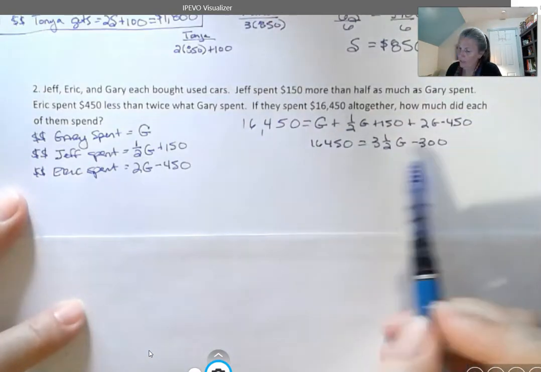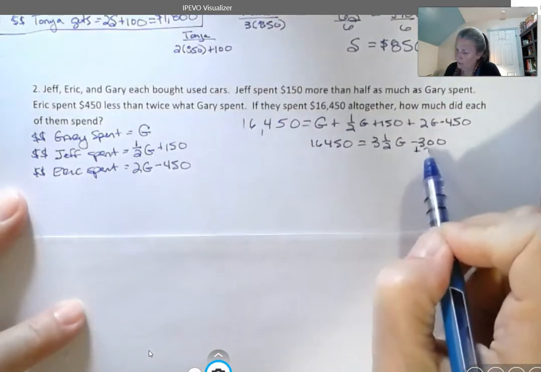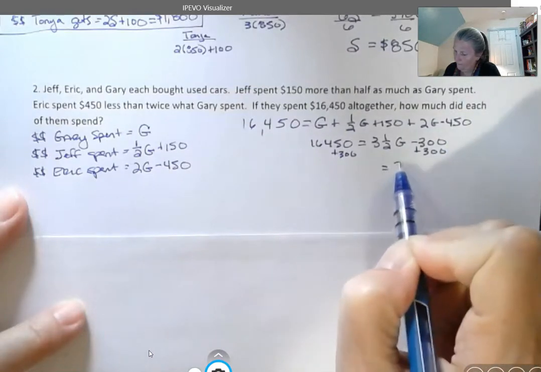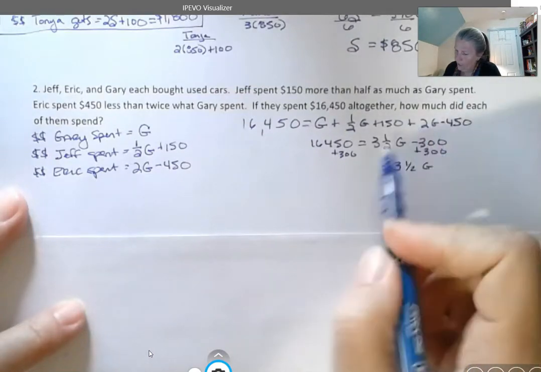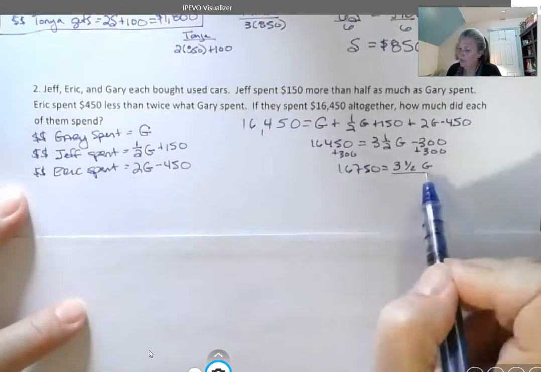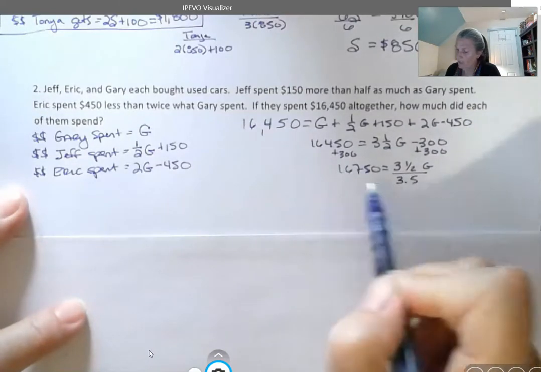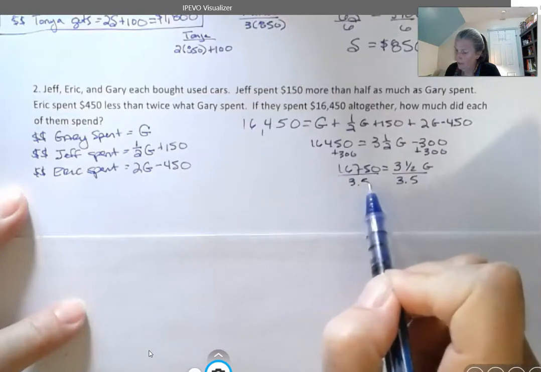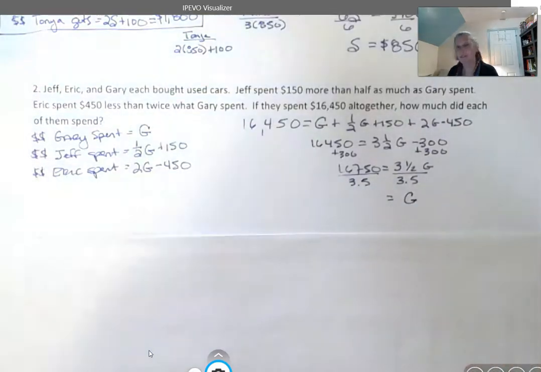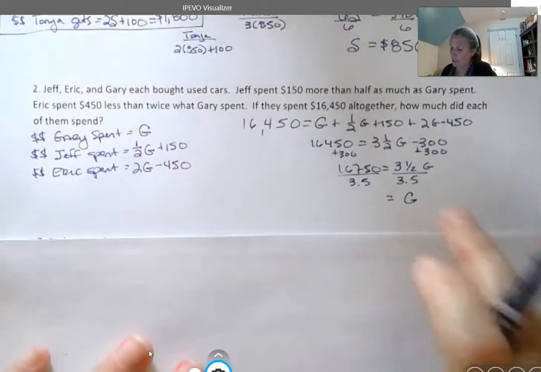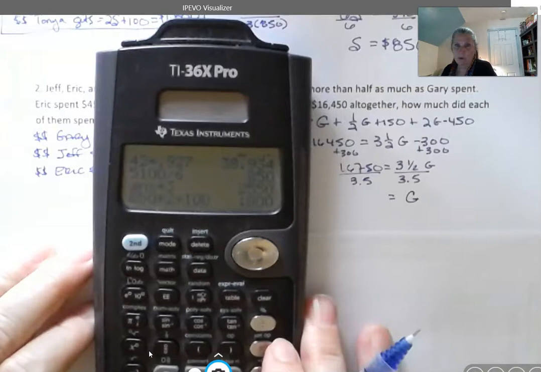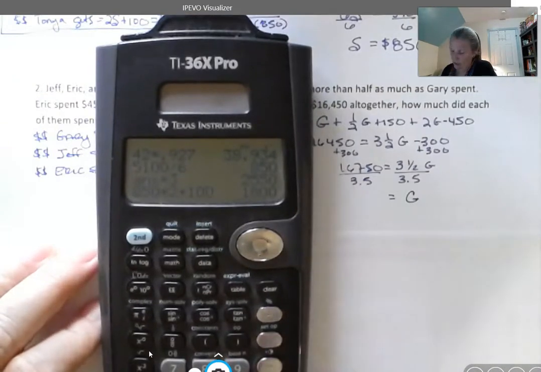And then I can add 300 to both sides. And that gives me 16,750. And then I'm going to divide both sides by 3.5. Now I have 3.5 up there, but I know that 0.5 and 1/2 are exactly equivalent. It's not like I had to round to do that. If it was a 1/3 or something that would cause rounding, I would not round it. I wouldn't change it to a decimal, but I'm going to go ahead and do that.